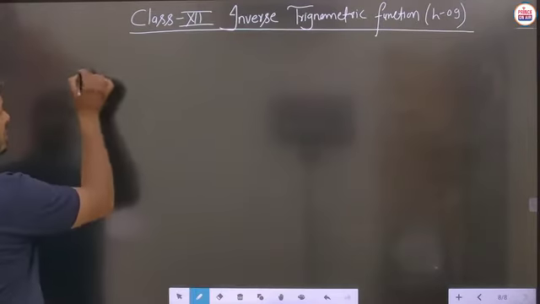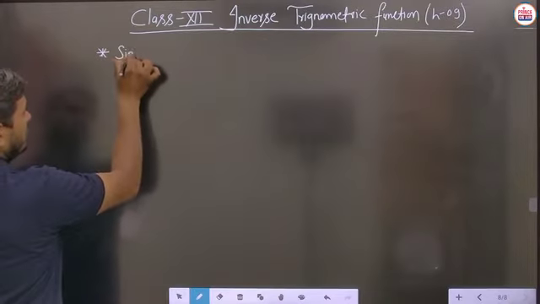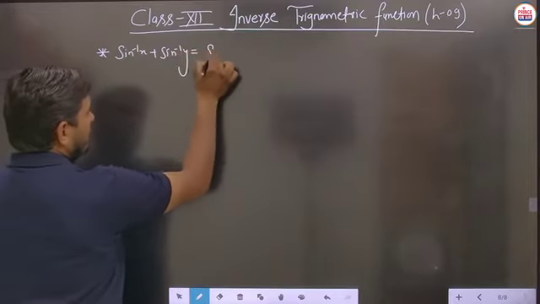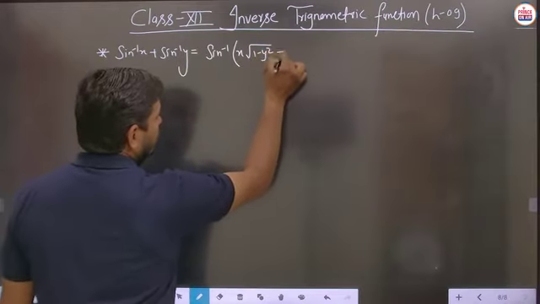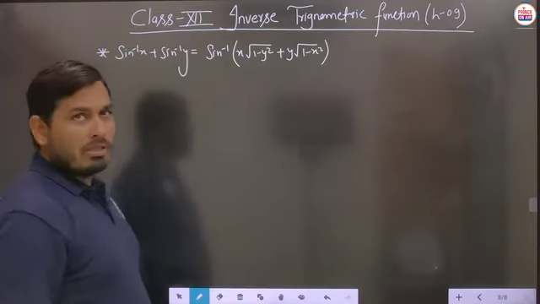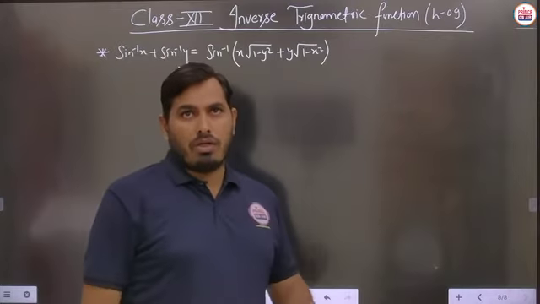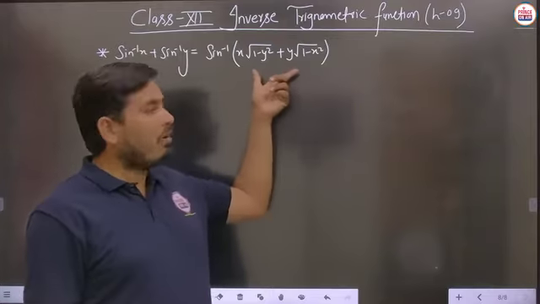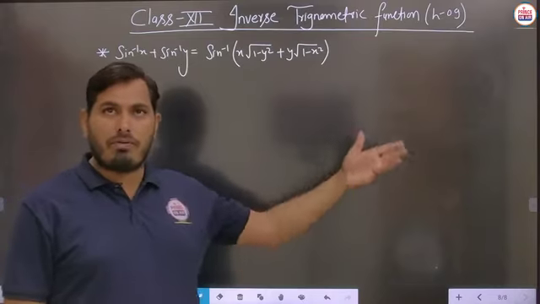In the last video we discussed the important section of the property where sine inverse x plus sine inverse y gives the result sine inverse of x under root 1 minus y square plus y under root of 1 minus x square, and we are taking the principal branch only. So there should be no problem related to this. We always have to know this particular formula and use it in the questions, then definitely you will get the result.